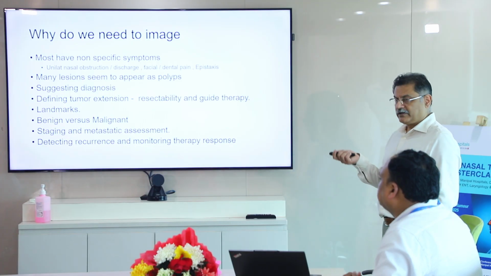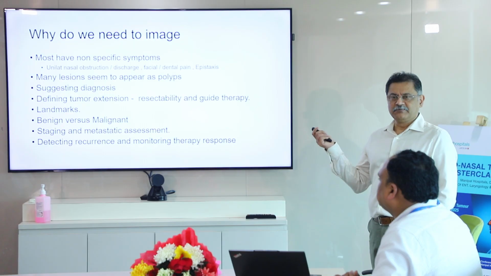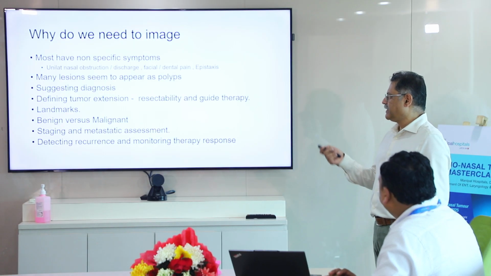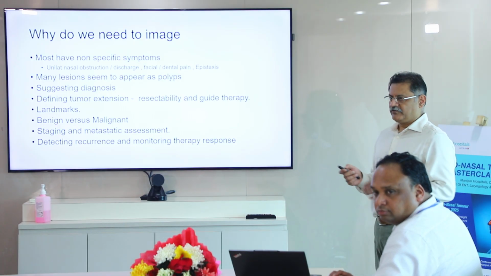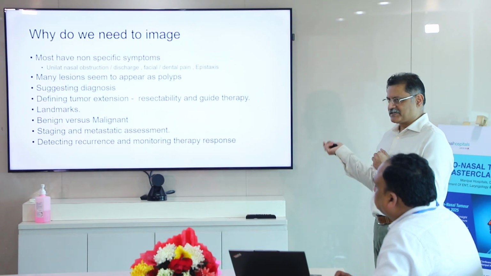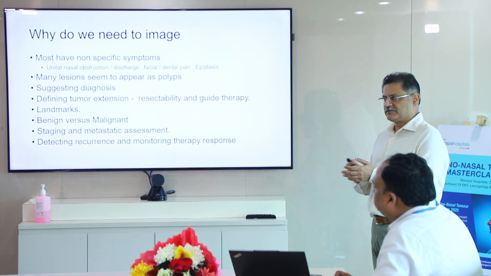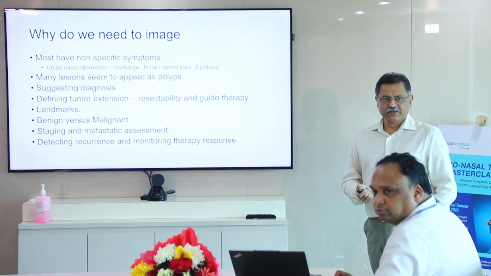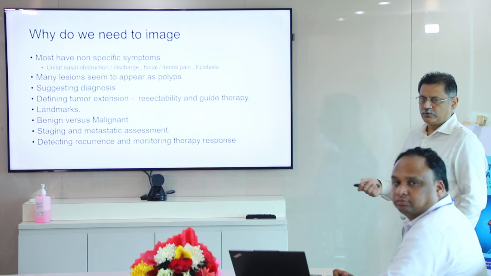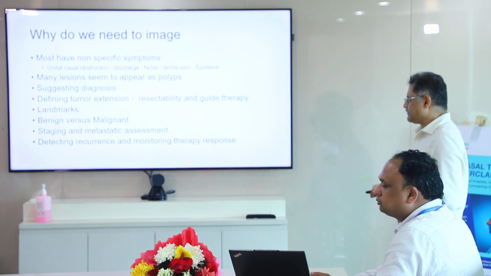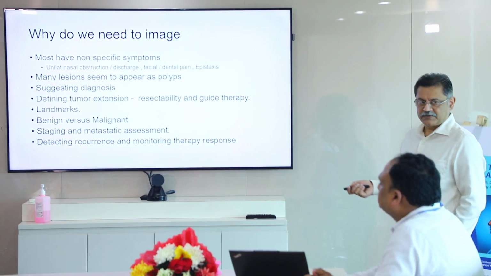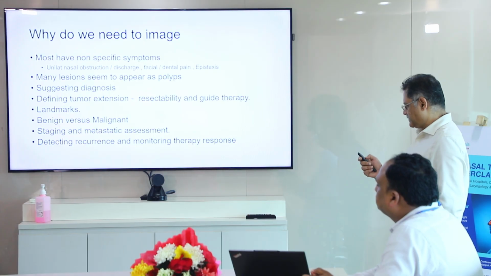There are certain pointers, we cannot be definitive, but there are certain pointers to distinguish between benign versus malignant. And when we include things like PET CT, then we do metastatic assessment. Staging, of course, can be done by regular cross-sectional imaging, but for metastatic assessment, you would do PET CT as well. And of course, you would need this to monitor response and detect recurrences.